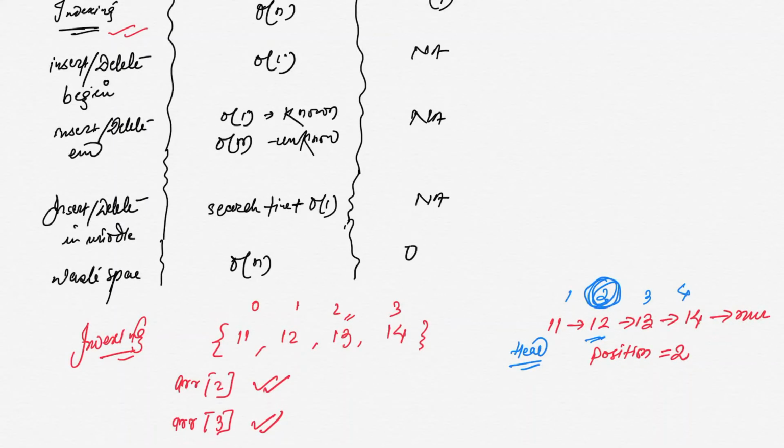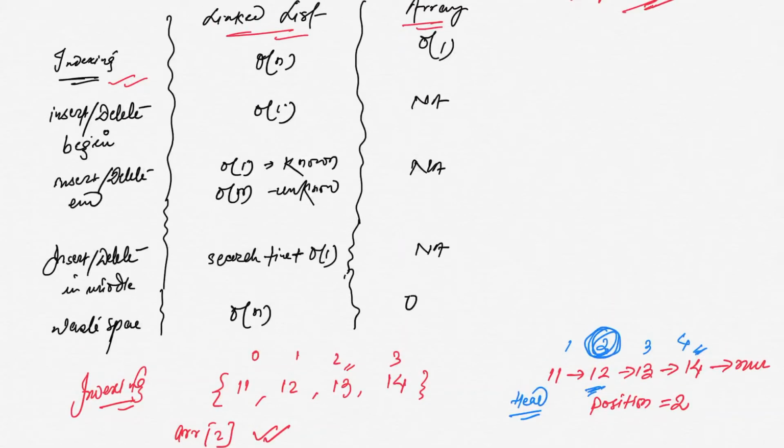In the worst scenario, if you are considering position 2, you need to go from 1 to 2. But if somebody asks you to give the value from the end of the linked list, you need to traverse the entire linked list and then you will be able to give the value from the tail node. That is the reason the time complexity of indexing in a linked list is big O of n. With an array, you can access any index value in constant time.